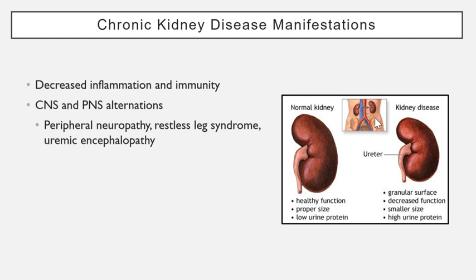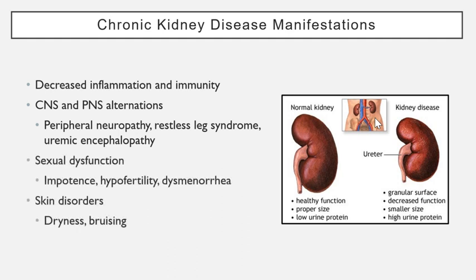Chronic kidney disease is also associated with decreased inflammation and immunity and central and peripheral nervous system alterations. But we're not going to go into these things as much because they're kind of secondary to the direct cause. There's also sexual dysfunction and skin disorders.